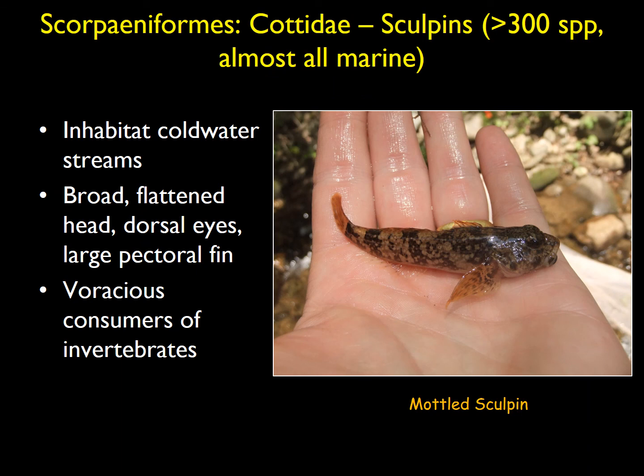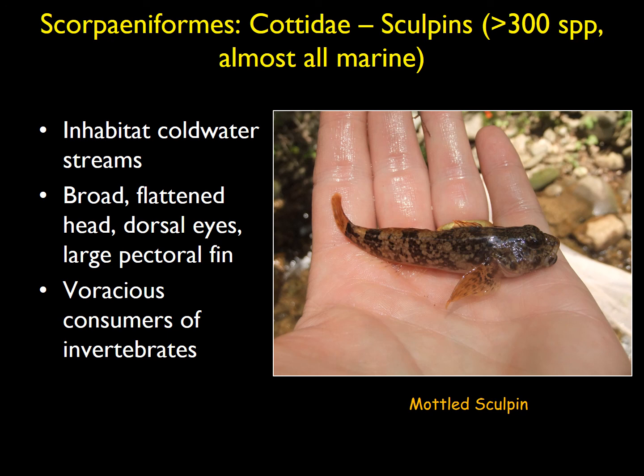All right, Scorpaeniformes. This is an order which is primarily marine, but we do have a few freshwater Scorpaeniformes, and they're sculpins, so they're within the family Cottidae. They hang out in cold water streams. So it's a cold water species and a real distinctive body shape.